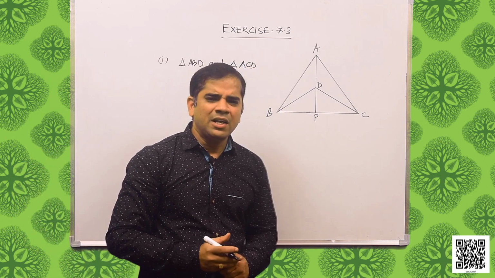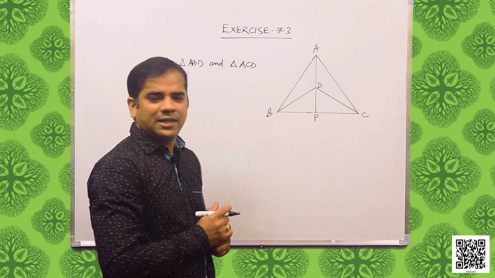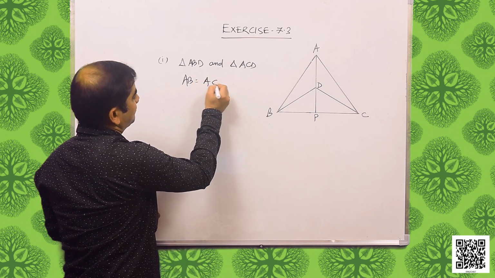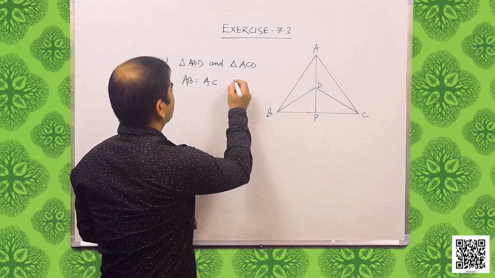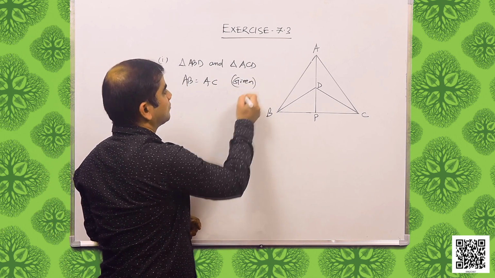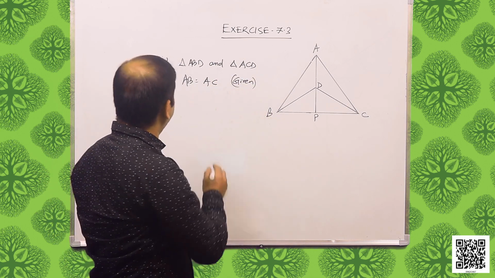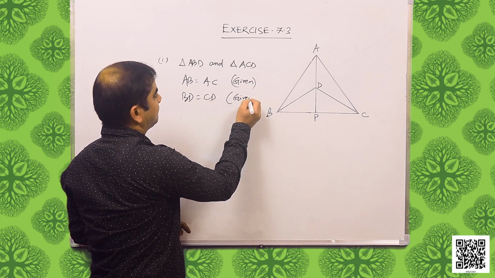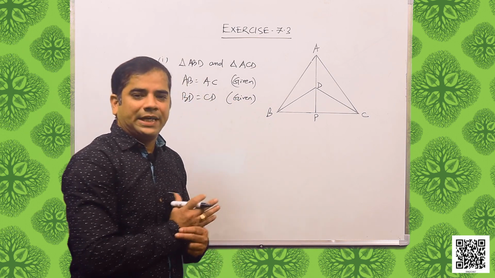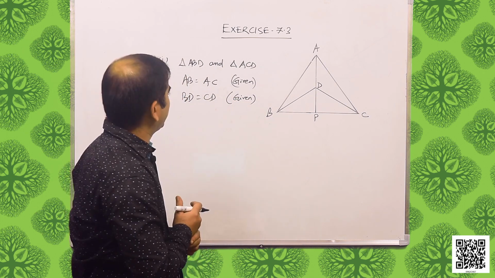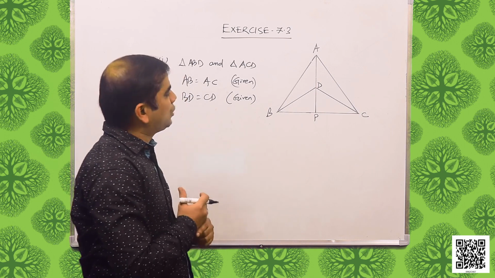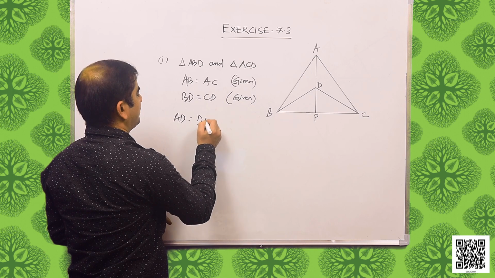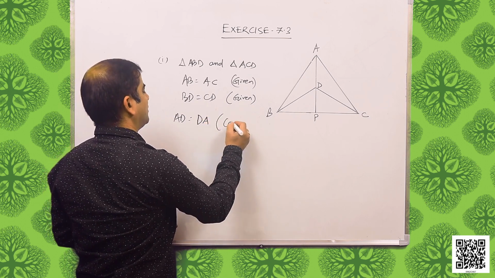Okay? So, in these two triangles, AB is equal to AC. It is your given. Then what else? BD is equal to CD, it is also given. Another thing, AD is equal to DA, those are common sides.